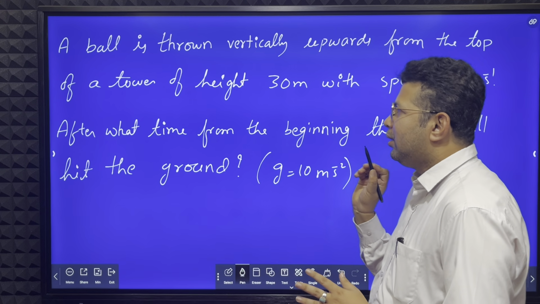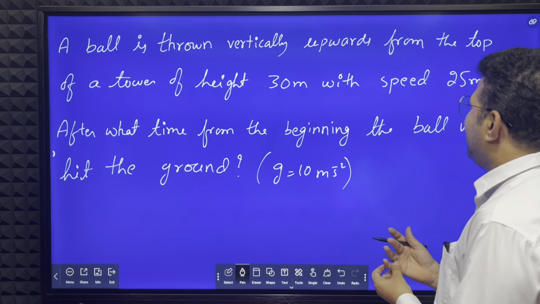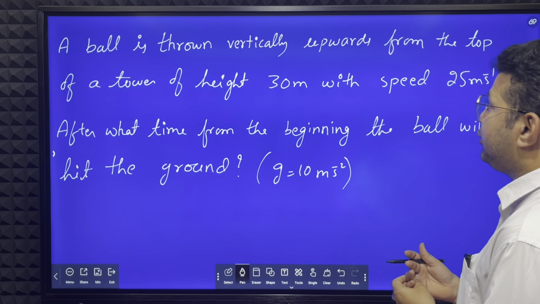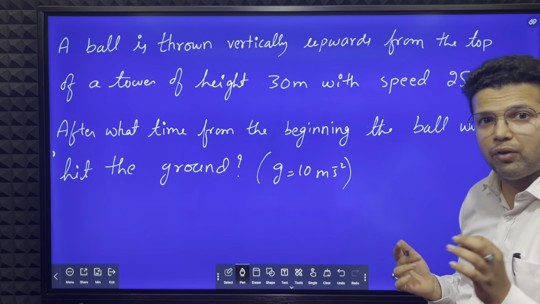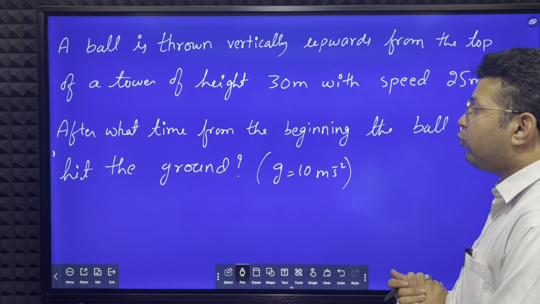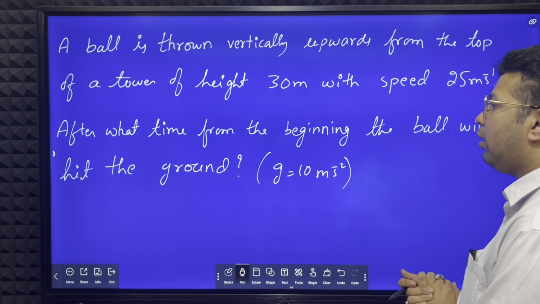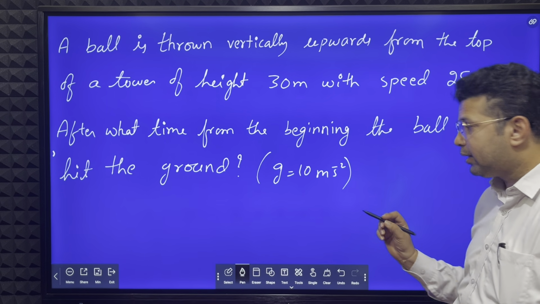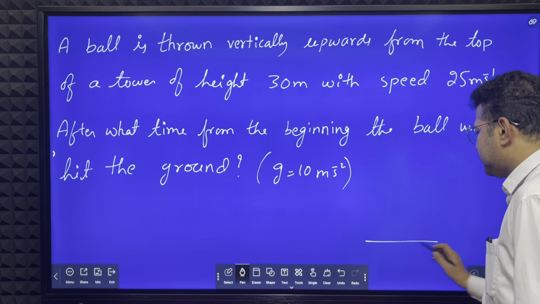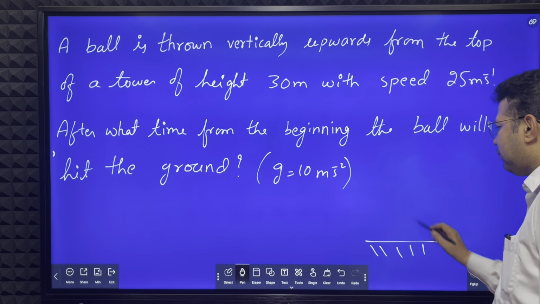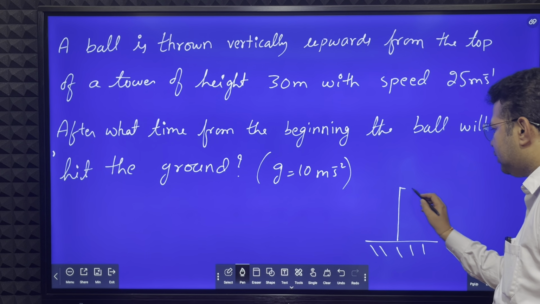A ball is thrown vertically upwards from the top of a tower of height 30 meter with the speed 25 meter per second. After what time from the beginning will the ball hit the ground? You can take g equal to 10 meter per second square. I'll explain the problem for you. I'll give you a small hint.